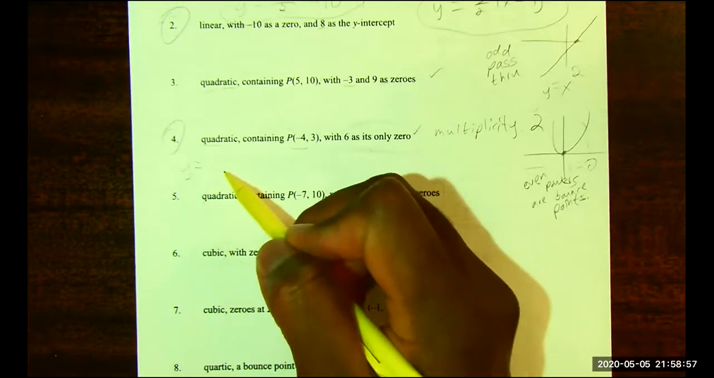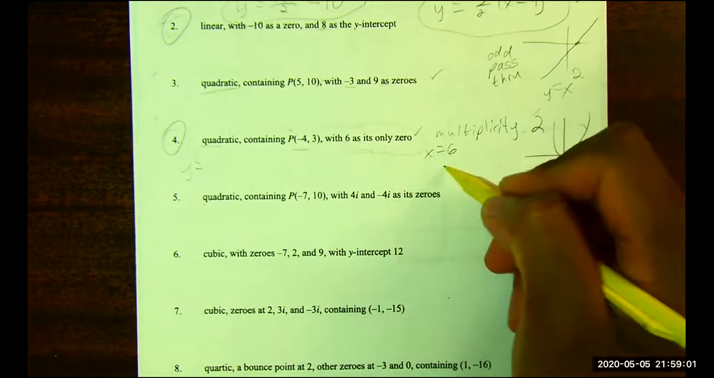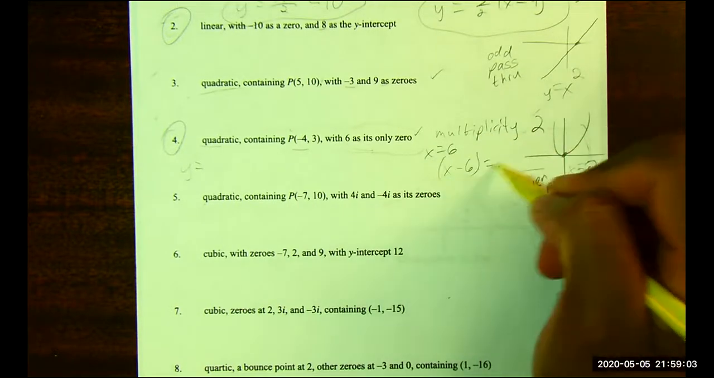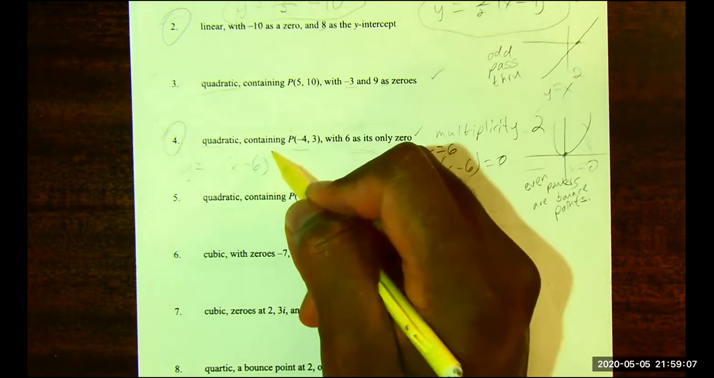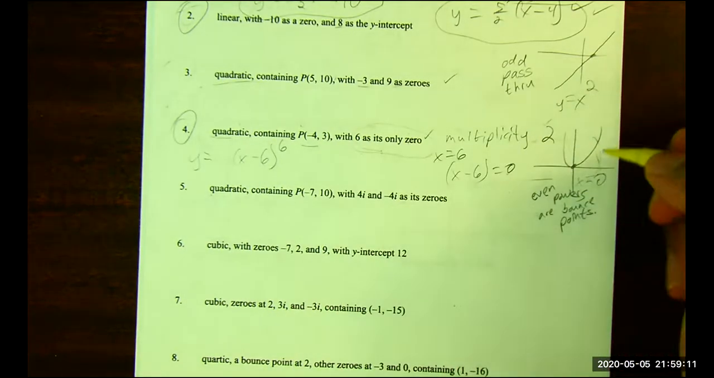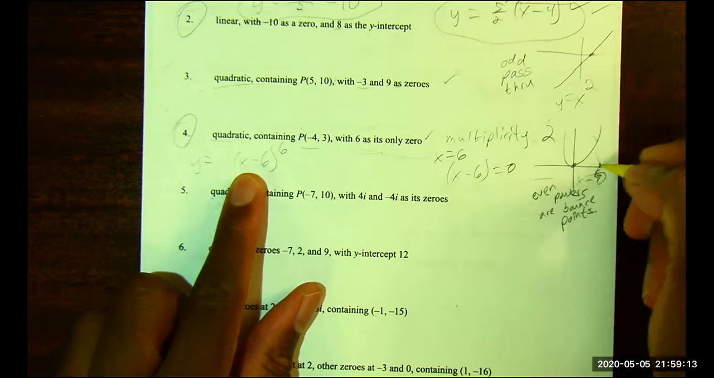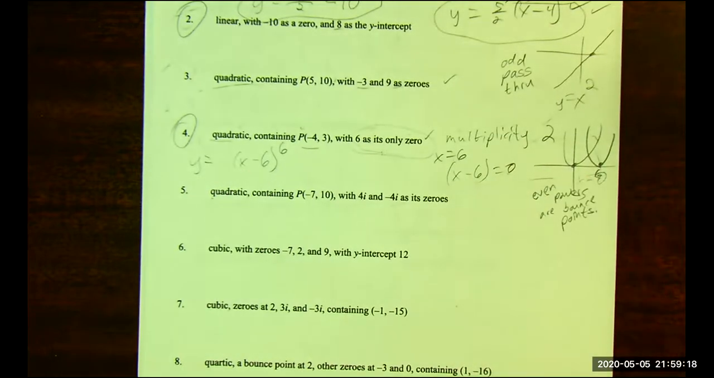Y equals 6 is a root, so we have x equals 6. So working backward, the factor is x minus 6 equals 0. So we have y equals x minus 6 squared. So we literally took the parent function and we moved it to the right 6 units. And this is what the graph looks like, jumping over 6 units.